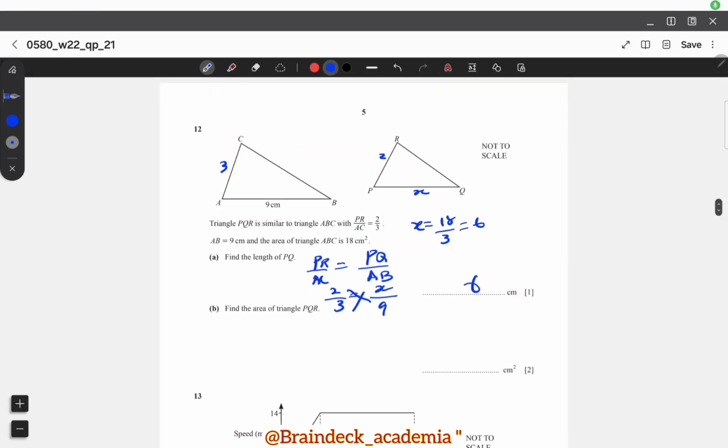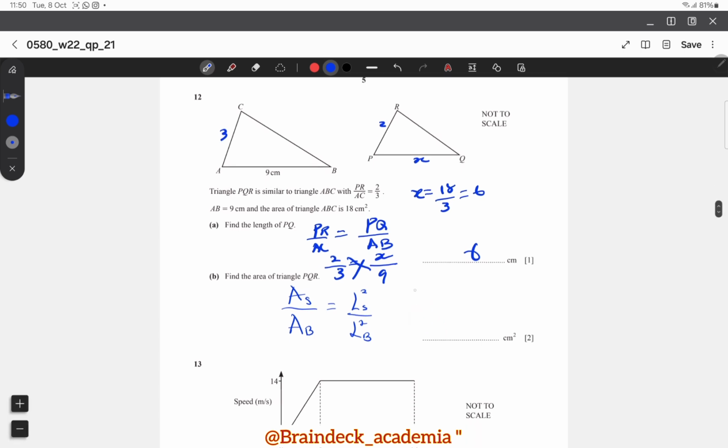We're looking for the area of triangle PQR. So what we just simply do is that we use the area of the smaller triangle over the area of the bigger triangle equal to the length square of the smaller triangle, which is PR given, over the length square of the bigger triangle, which is AC given. So this will now be area of the smaller triangle, let's call it X. Area of the bigger triangle is 18.